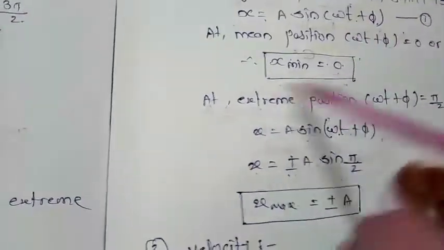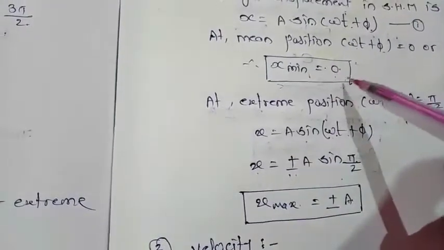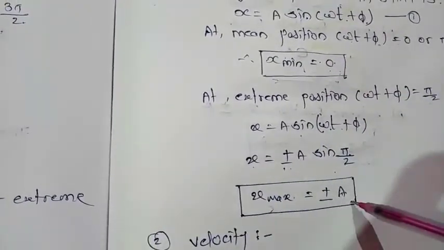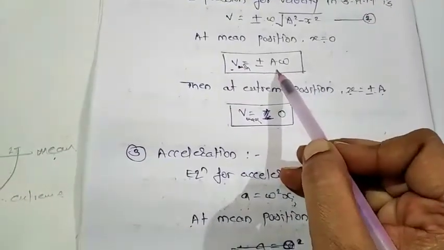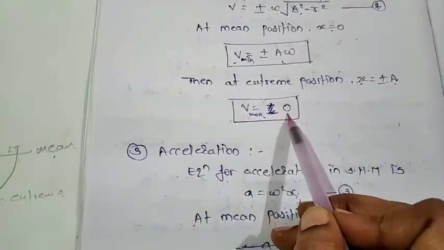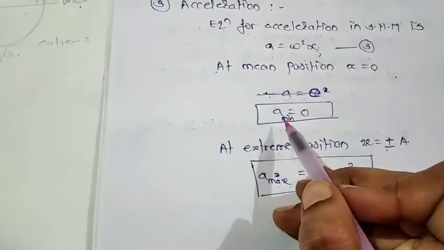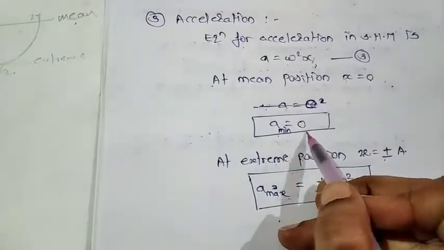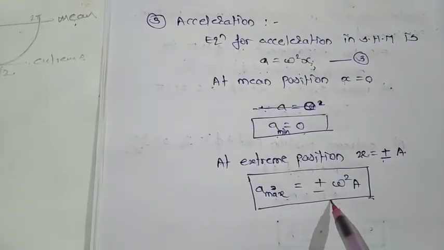So these are the equations we have seen: displacement at mean position, displacement at extreme position, then velocity at mean position, velocity at extreme position, and again acceleration at mean position and acceleration at extreme position.